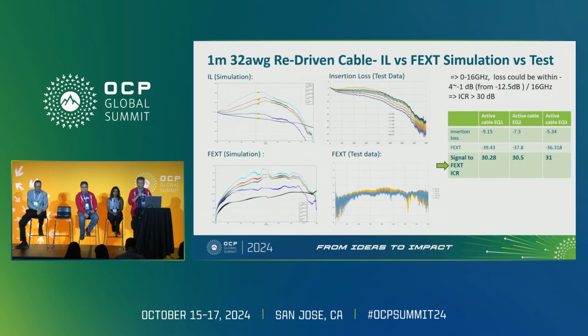Okay, so this is a simulation and the test data. Look at the center, there's the test data. So we can see the redriver IC actually working well, and it proved our theory to have the ICR larger than 30 dB. So that's a good result for this cable.